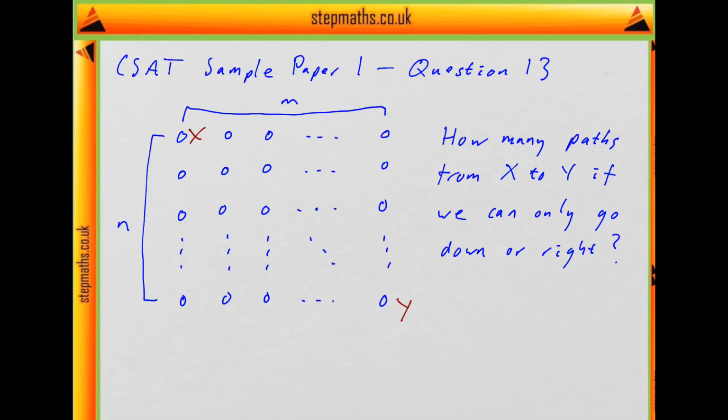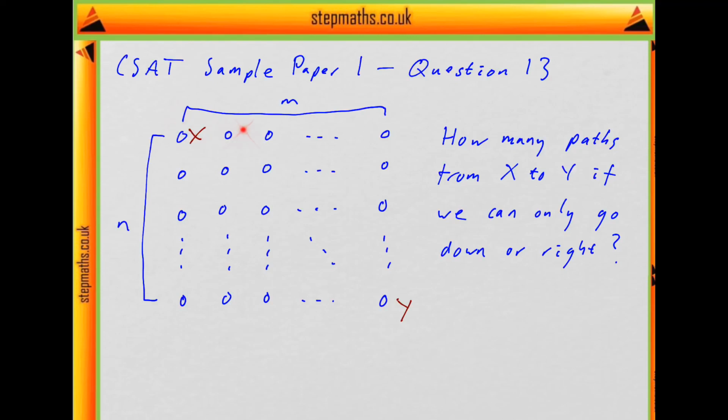This is question 13 from the first CSAT sample paper. So here we're given an m times n grid, so we've got a bunch of points, there's m of them going horizontally and n of them going vertically, and they're laid out in this rectangular formation. I put a bunch of dots because we don't know how many there are. And we're asked how many paths are there from the top left to the bottom right if we can only move right or down.